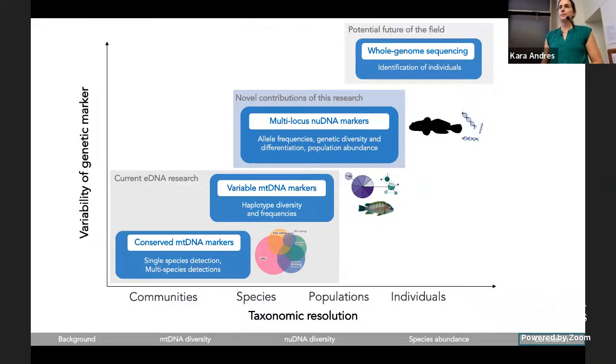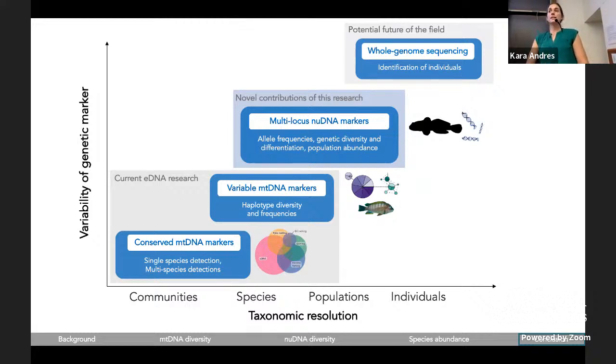I really like the last chart that you showed, which species are threatened and so on. But I also think there is a bar missing, and that is the species that we don't know exist yet. There are a lot of environments that are under study, for example, the deep sea. I was wondering how this could be adapted to discover new species. So this question is about using environmental DNA for species discovery.